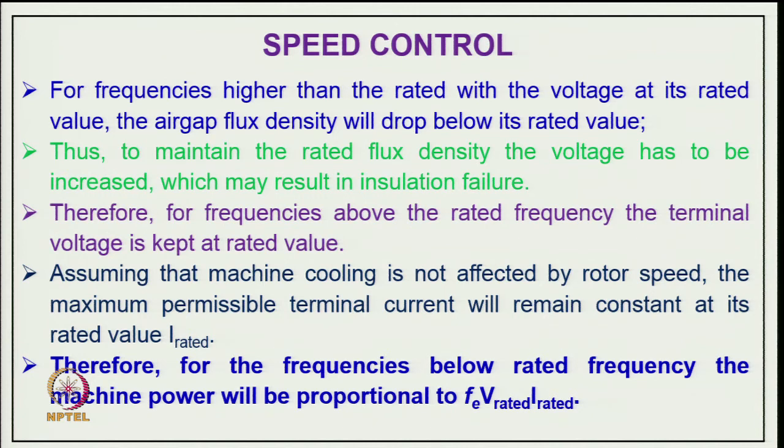Thus, to maintain the rated flux density, the voltage has to be increased, which may result in insulation failure. Therefore, for frequency above the rated frequency, terminal voltage is kept at rated voltage. Assuming that the machine cooling is not affected by the rotary speed, the maximum permissible terminal current will remain constant at its rated value. Therefore, for frequency below the rated frequency, the machine power will be proportional to F into V rated I rated.